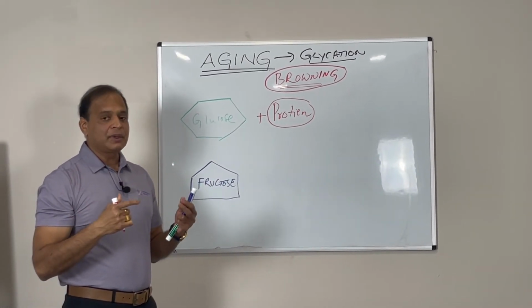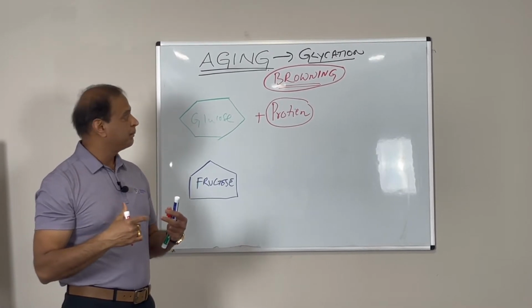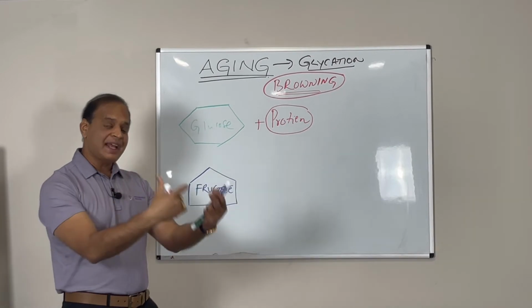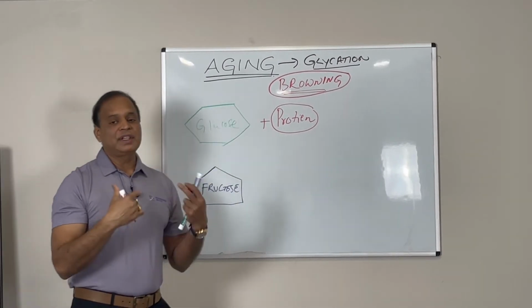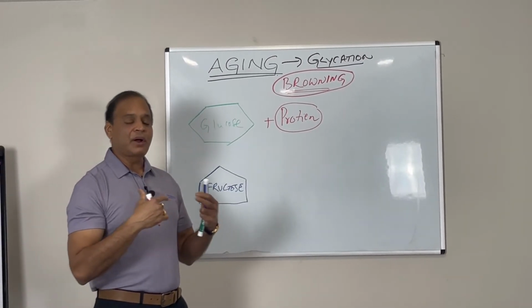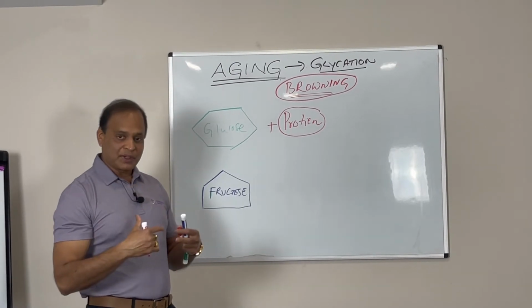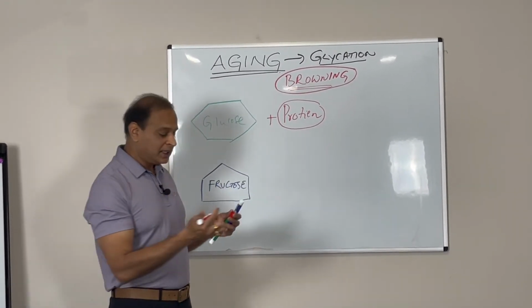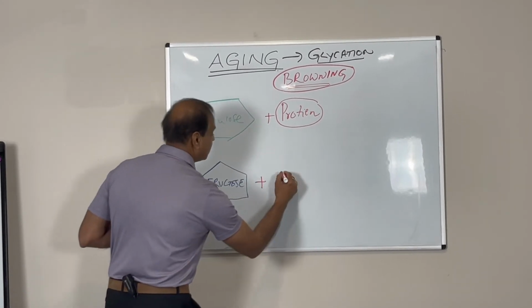That is the inevitable part of aging anyway, but how quickly it happens versus how slowly it happens. The faster it happens, the faster we age. The slower it happens, the longer we live and we slow down the process. That is very important, and glucose and fructose are completely different when it comes to reacting with protein.